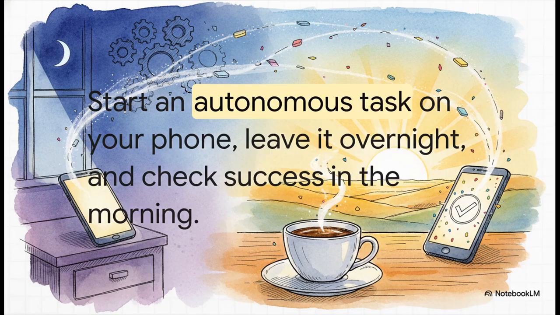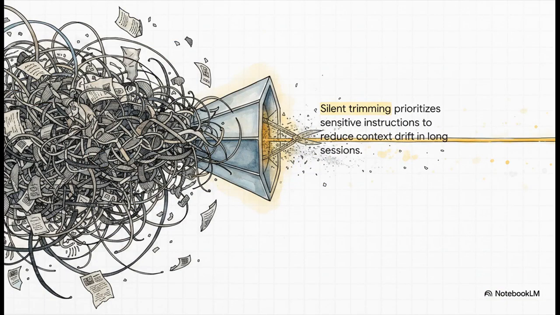It gives you the ultimate flexibility to monitor your agent's execution and verify pull requests while you're completely away from your keyboard. Now, for any long-running task, context drift is always a major concern. But silent prompt trimming prioritizes sensitive instructions and user intent to reduce that context drift in long sessions. They've updated the system prompt compaction so it does this silently, meaning Claude no longer shows explicit, annoying alerts when context gets complicated or shortened. It's a fantastic built-in sanity check that keeps our long-running agent workflows strictly on track without us ever having to intervene.